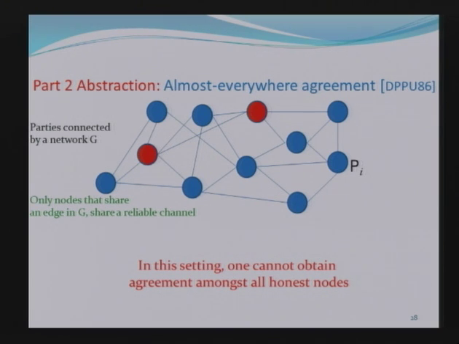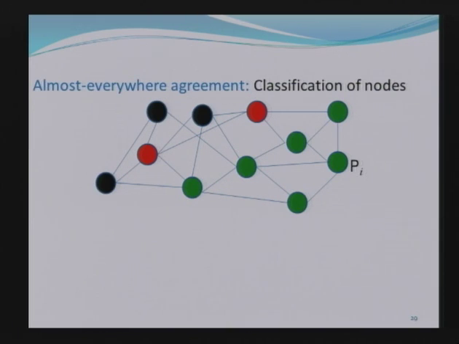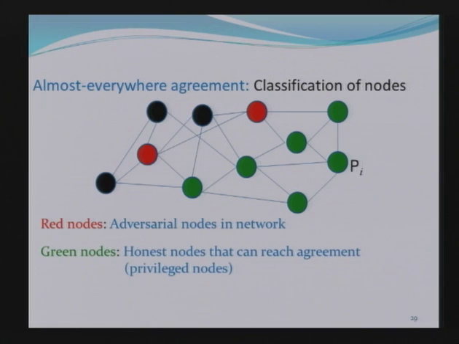Why is that the case? Say an honest node is connected only to malicious nodes. Then there's no way we can even communicate reliably with this honest node, let alone running some computation with the help of this honest node. So in some sense, this honest node is doomed, right? We cannot help it in any way. So there actually ends up being a classification of nodes in this setting. In my picture over here, red nodes are adversarial nodes in this network. We don't know which are the adversarial nodes, but there are some adversarial nodes in the network. The green nodes are honest nodes for which we'll guarantee that they will reach agreement. And these nodes are known as privileged nodes.